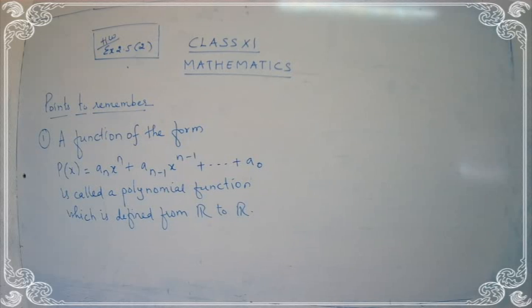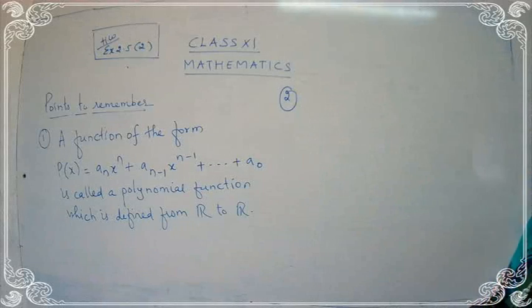Let's take the second point. We have finished the first point. A function of the form P of x equals a_n x raised to n plus a_(n-1) x raised to n minus 1 plus ... plus a_0 is called a polynomial function, which is defined from R to R. Okay, now write down the next point.